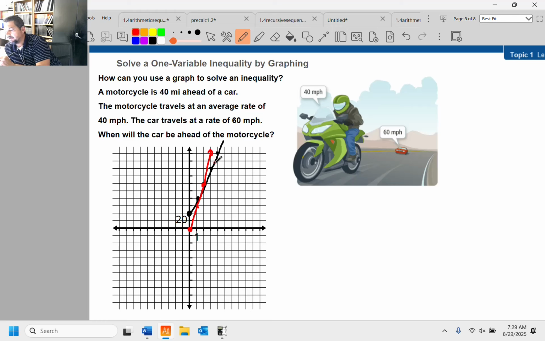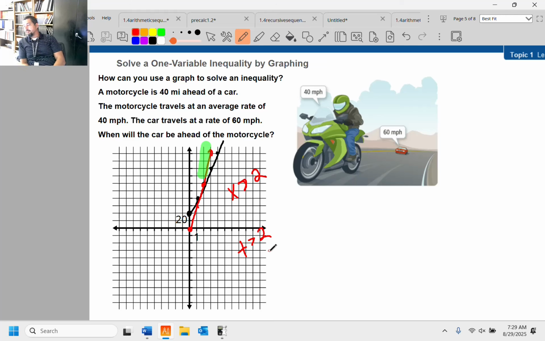So, will the car be ahead of the motorcycle anywhere along this path? It caught it by the second hour, but past the second hour is when it's true. So for x value is greater than 2. And we should really be saying for time greater than 2, because it's about time.